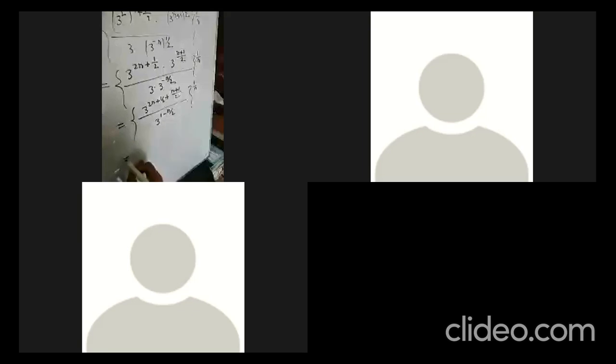So this equals to, and this 3 can be written as 3 to the power twice n plus half plus n plus 1 by 2, divided by this 3 to the power 1 minus n by 2, whole power n. This equals to 3 to the power, can be written as twice n plus half plus n plus 1 by 2 minus 1 plus n by 2. The power, what will be? 1 by n power.